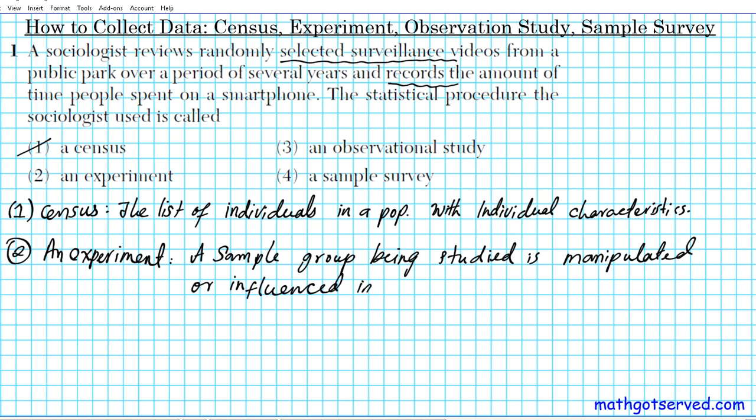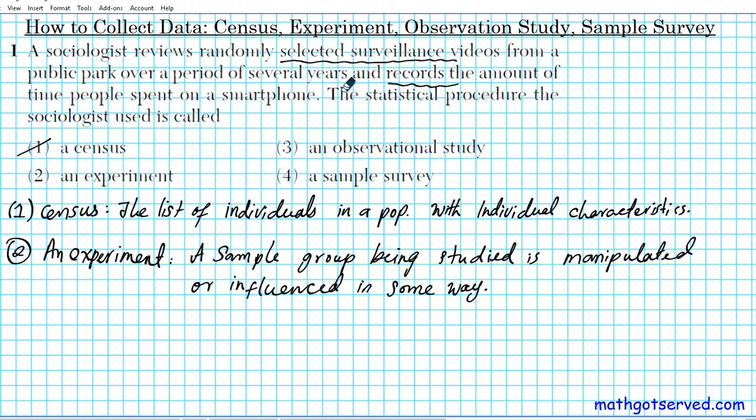Okay, so let's say this individual had a select number of people in the park run around the track, and then the sociologist records their heart rate. That would be an experiment because this sociologist manipulated them by causing them to run. So that altered their heart rate. So then this sociologist was then able to collect the data.